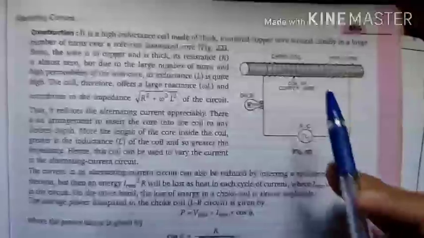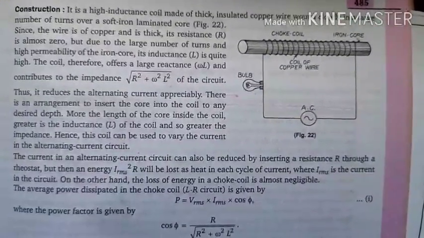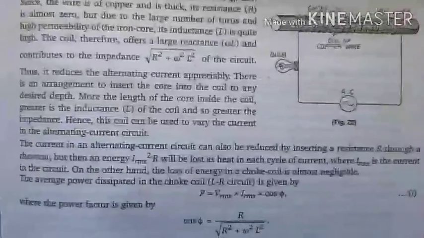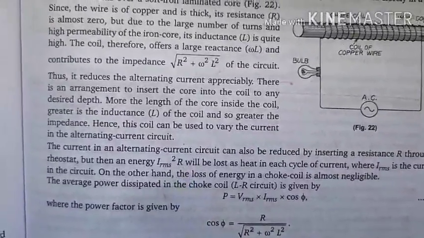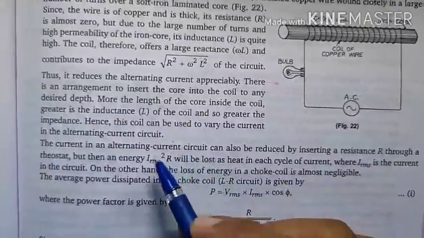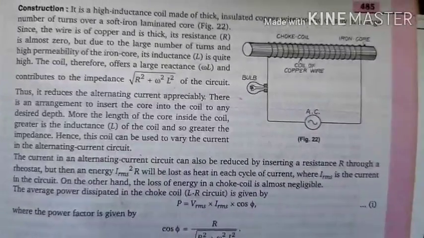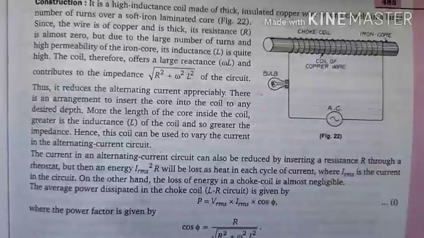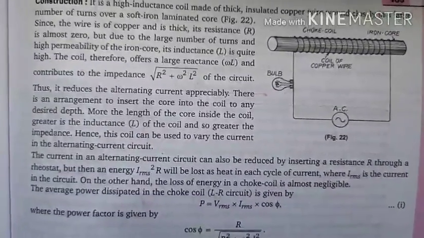We can put a resistance over here, but what does it do? Because of that resistance, energy will be lost, and that energy loss is given by I_rms squared into R. So instead of using resistance, we will use impedance, because for the impedance we use the choke coil.